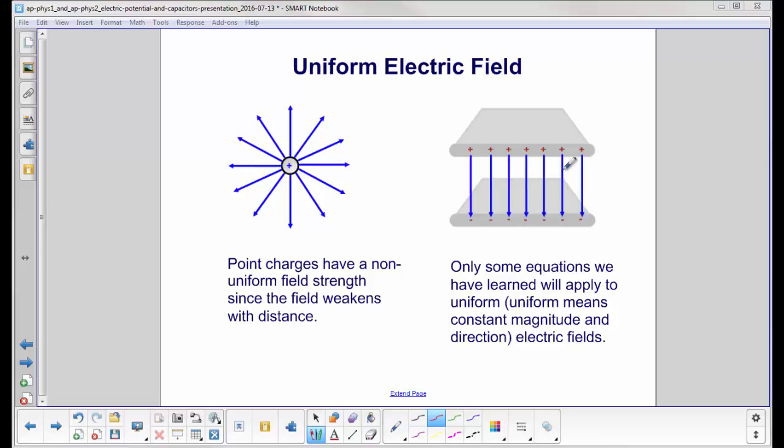And again, let me just circle these blue lines here. These represent a uniform electric field. They have constant magnitude and constant direction.